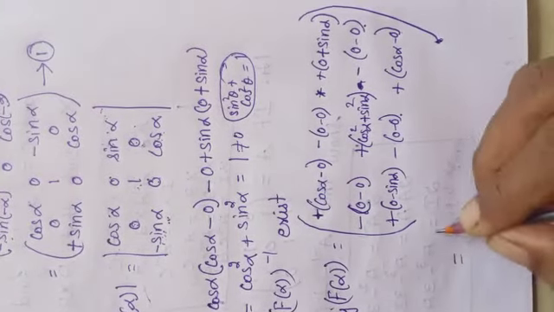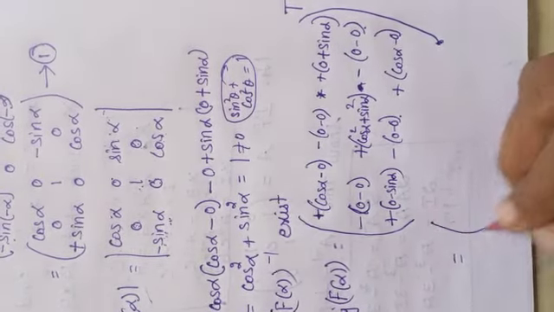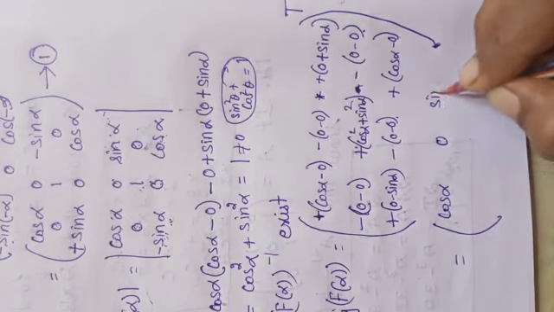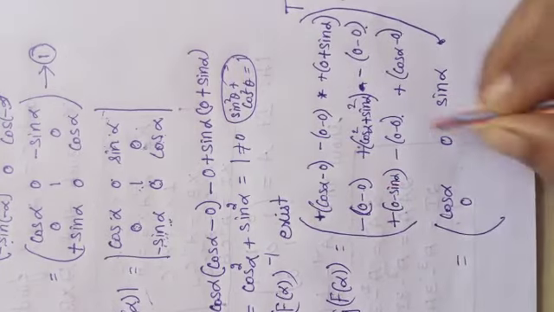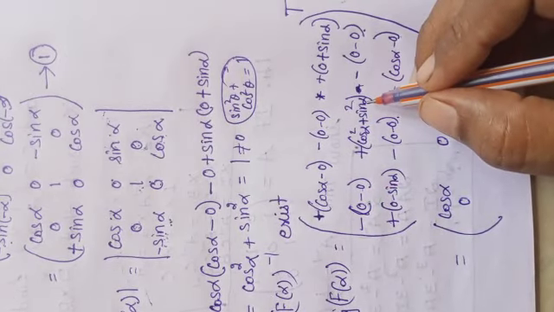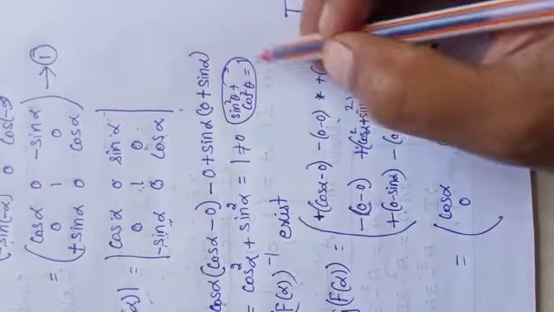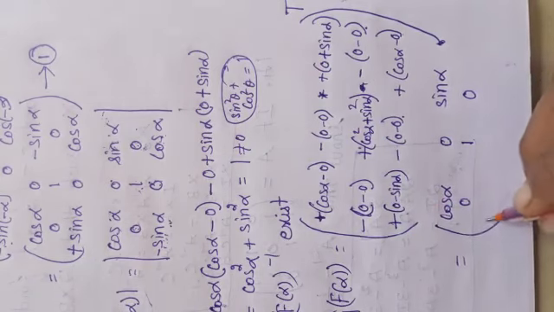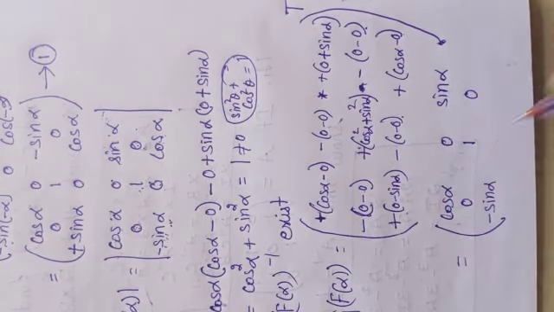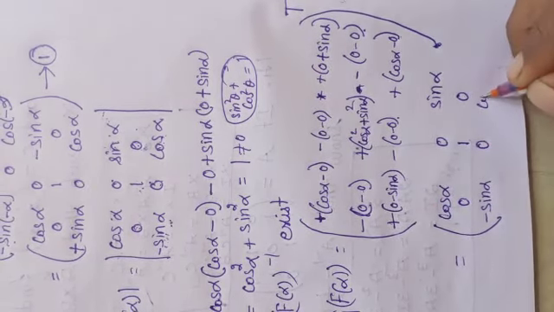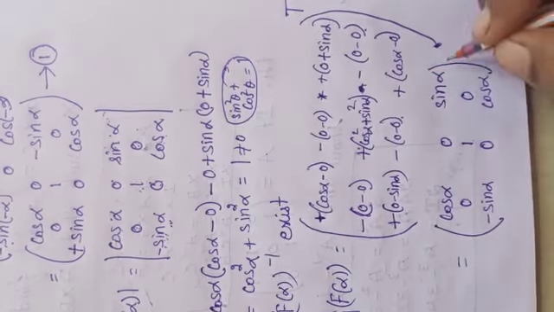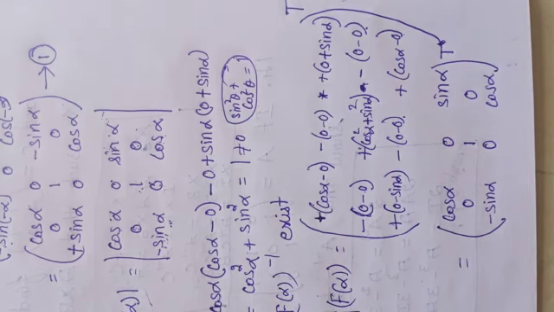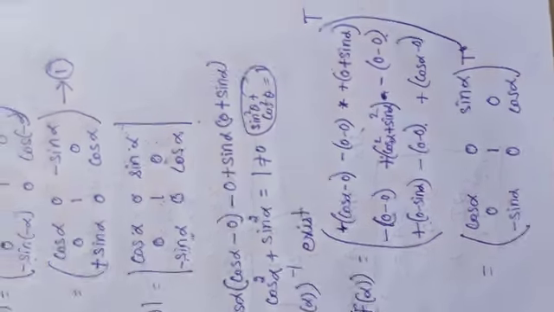Now shall we simplify the whole transpose? That is cos alpha, 0, sin alpha. This is 0, cos square alpha plus sin square alpha, the same thing, sin square theta plus cos square theta is 1. This is 0 here. Minus sin alpha, 0, and this is cos alpha. The whole transpose. Now if we are transposing, we will be getting the adj f of alpha.